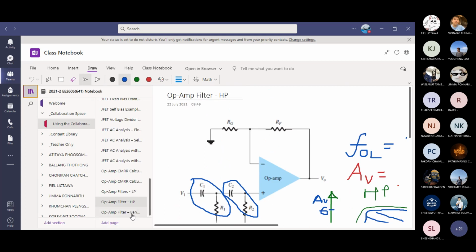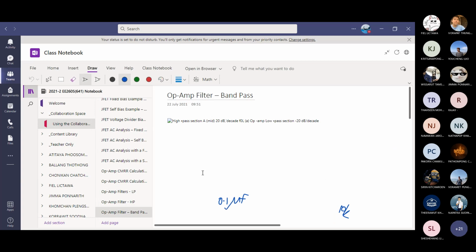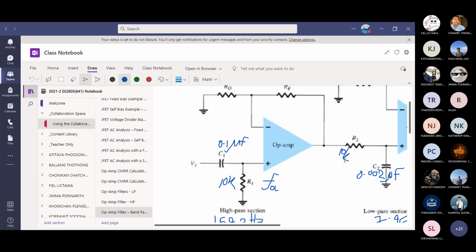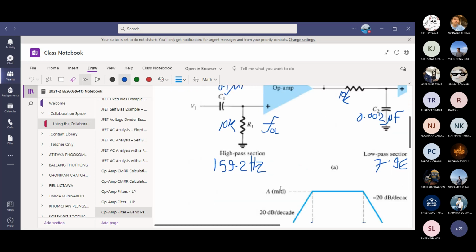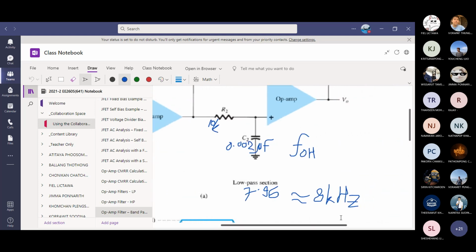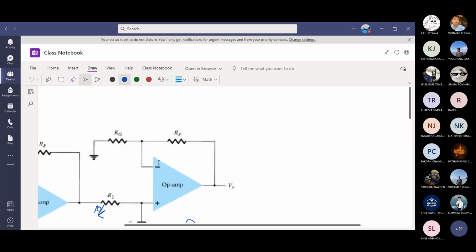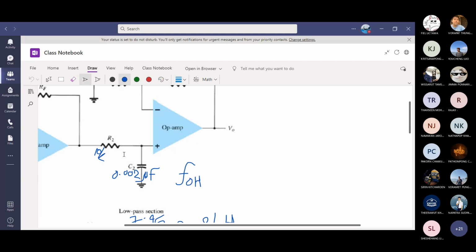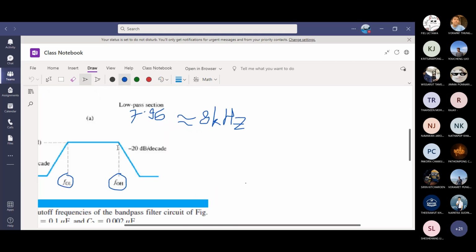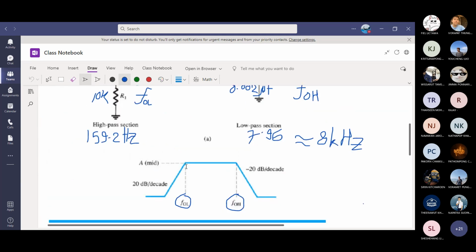And then we had a band pass. You have a high pass and then low pass. Calculate the cutoff frequency. We calculated using 1 over 2 pi R1 C1 for the low pass section, 1 over 2 pi R2 C2. Don't use RG, RF or R1, R2. For this stage, you'll use the input capacitor and input resistor. This one resulted in a band. Lower cutoff frequency is 159 Hertz and the higher cutoff frequency is about 8 kilohertz.